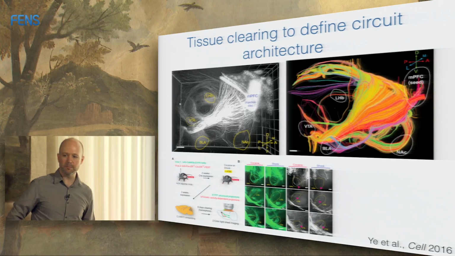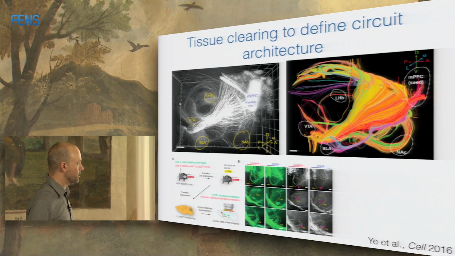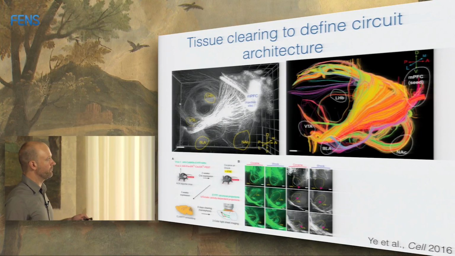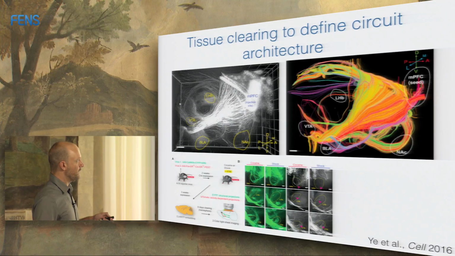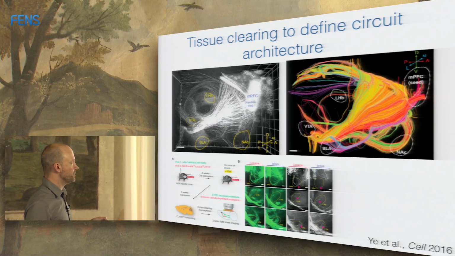There's been a number of papers published on this over the last few years, and every other week, there seems to be a new tissue clearing approach that comes out. But this is just an example of a recent paper that was published last week in Cell, where they essentially labeled different projection cells in the medial prefrontal cortex and looked at some of the anatomical connectivity between this structure and its projection targets. I'm not going to go into details, but this gives you an idea of what the data looks like and what kind of information you can obtain from this.